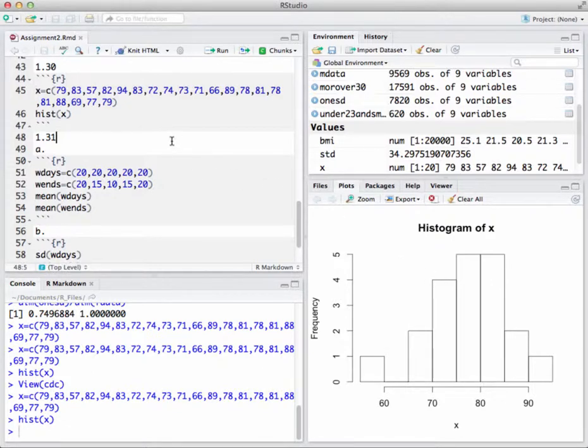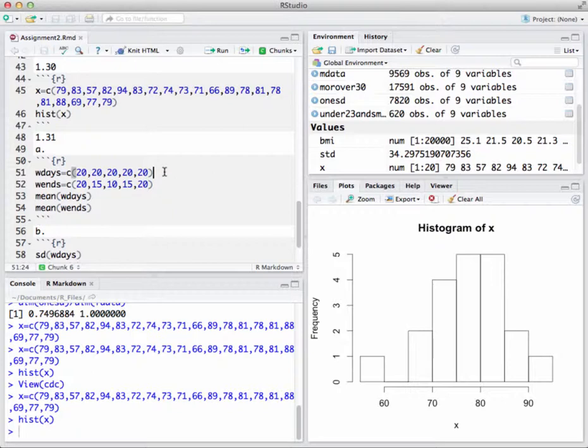Okay, so let's go take a look at problem 131. In 131, they give us two columns that they want us to look at. They want to know the cigarettes smoked on a weekday and the cigarettes smoked on the weekends. So I created two variables for that, wdays for weekdays and wends for weekends, and then again c to make the variables for each of those.